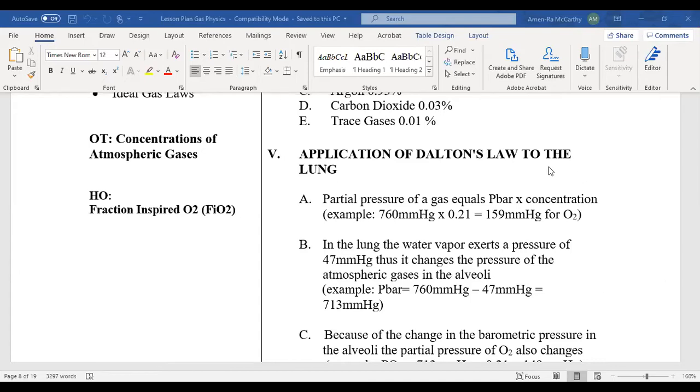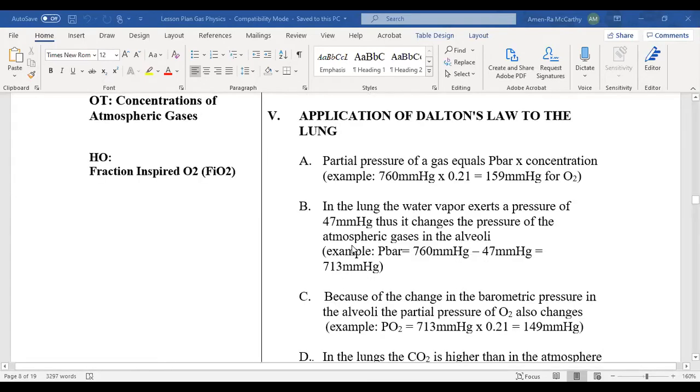All right, so let's do what I've been talking about, the application of Dalton's law to the lung, and that's going into the alveolar equation, showing you why we subtract different things. Okay, so let's look at it. The partial pressure of oxygen is 159 because we did 0.21 times 760. All right, look at B. It says in the lung, the water vapor also exerts a pressure, right? And it's 47 millimeters of mercury. Thus, it changes the pressure of the atmospheric gases in the alveoli, right?